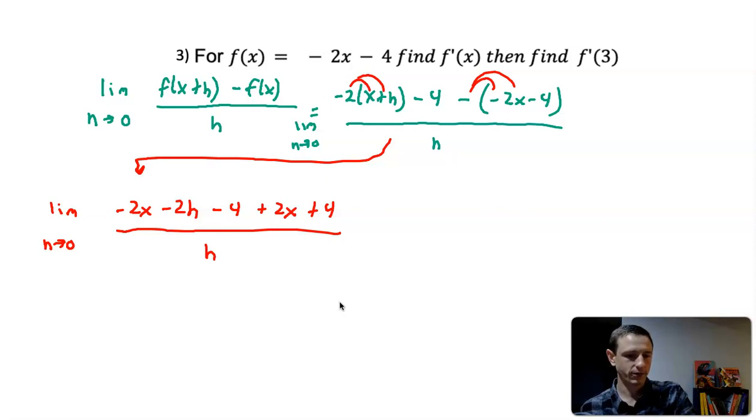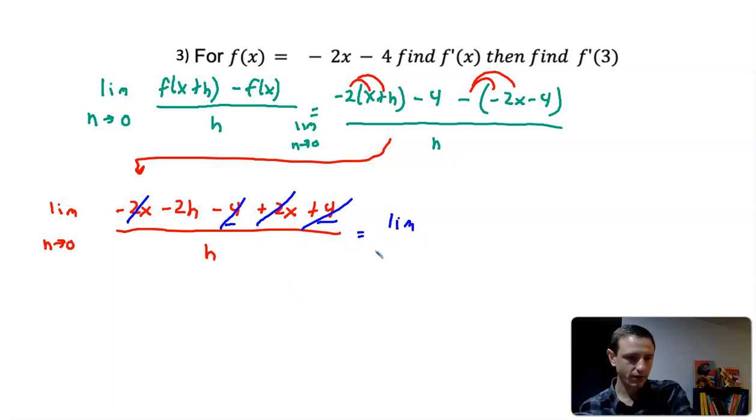Now it's the fun part. It's where we just hope that something drops out. Negative 2x plus 2x, like terms, opposites, dropping out. Negative 4 plus 4, also opposites, gone. Nice. That rarely ever happens.